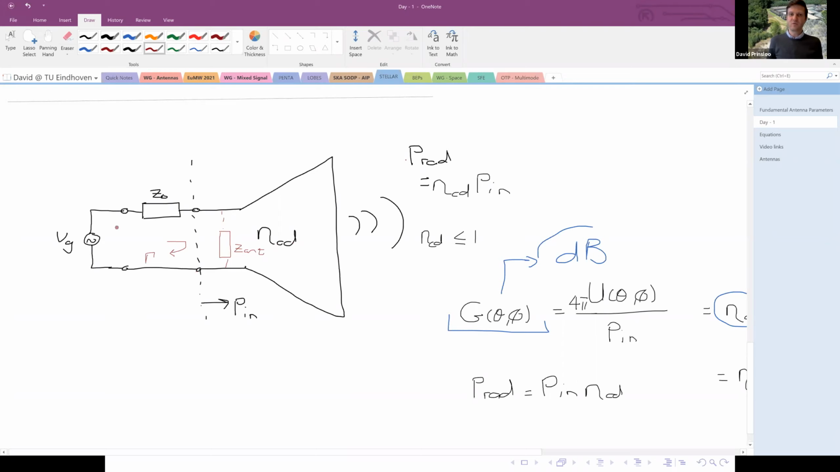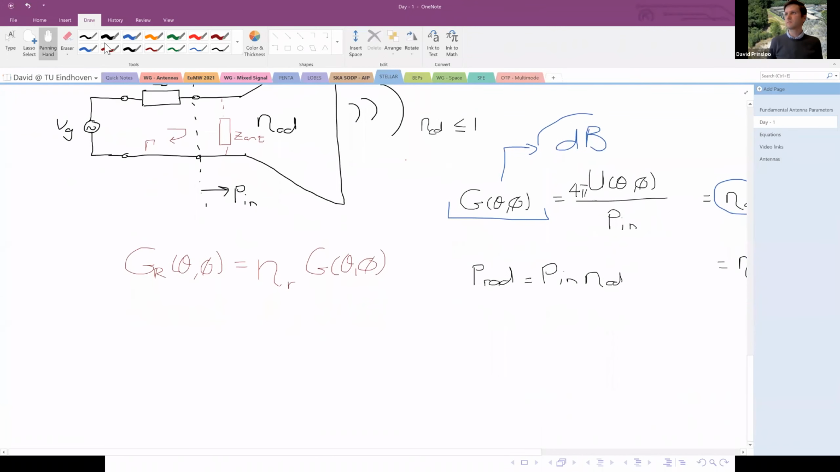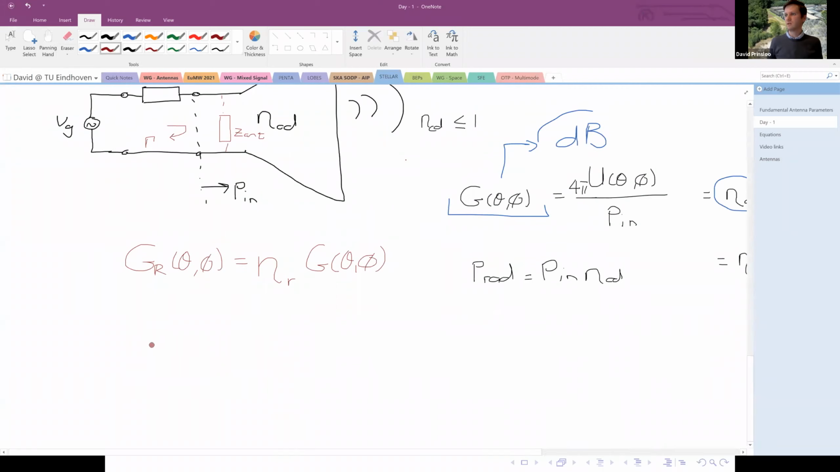And this is where the definition of realized gain comes into play, that the realized gain, G, which I'll just denote here with an R, again defined at a certain angle, is equal to the mismatch efficiency multiplied by the gain of the antenna, where this mismatch factor or efficiency is just equal to 1 minus the magnitude of the reflection coefficient squared.